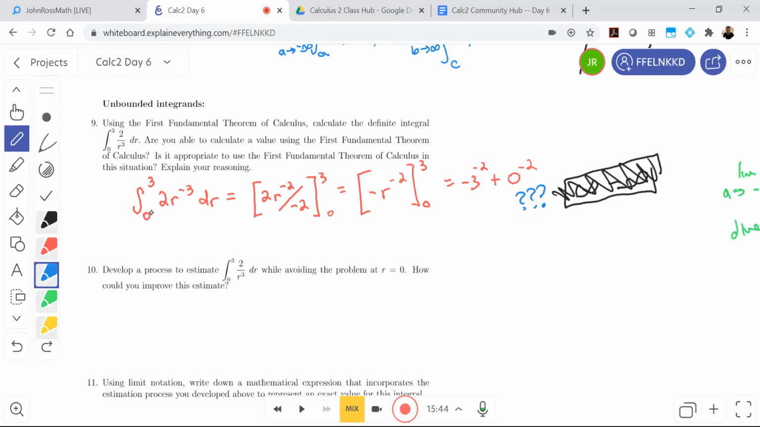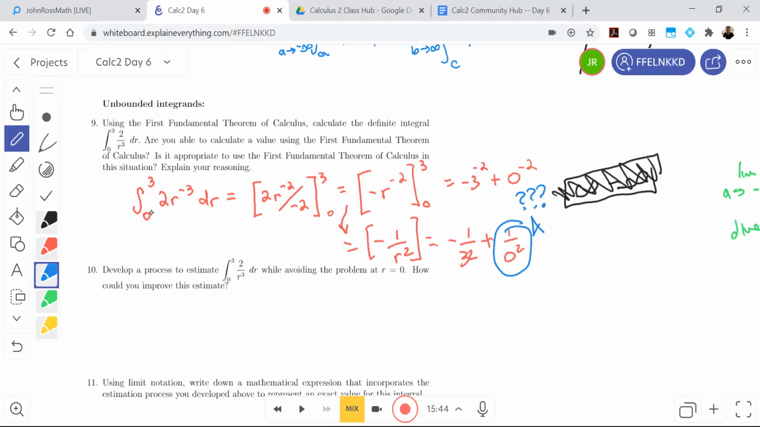The trouble is 0 to the -2, that's weird. That's not a well-defined expression. What is that? Well, remember, this becomes negative. So negative r to the -2 is really -1 over r squared, right? So this is just rewriting the expression above it. So this would become -1 over 3 squared minus -1 over 0 squared. And that makes it really clear that something bad has happened here, right? So 0 to the -2 is not a well-defined expression because it's trying to become 1 over 0 squared, and that is just no good at all.